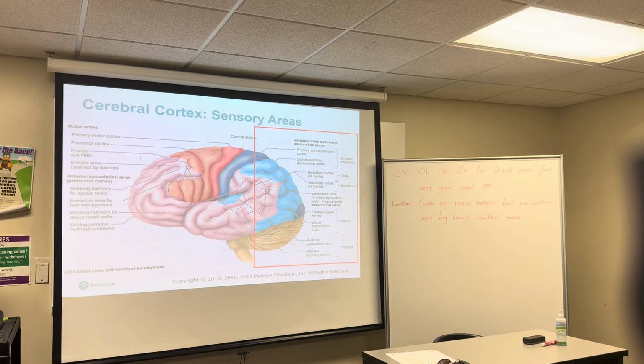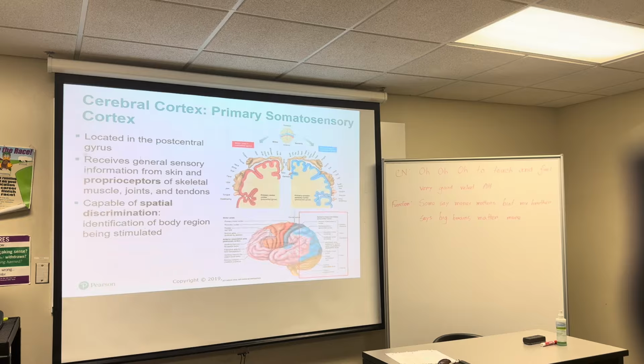Okay, so now let's talk about the sensory areas. So we have been talking about the motor areas. Now let's talk about the sensory areas. Located in the primary somatosensory cortex, in the postcentral gyrus, it receives general sensory information from the skin and proprioceptors.